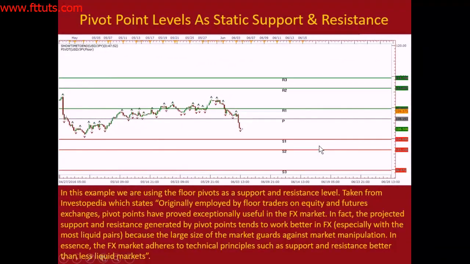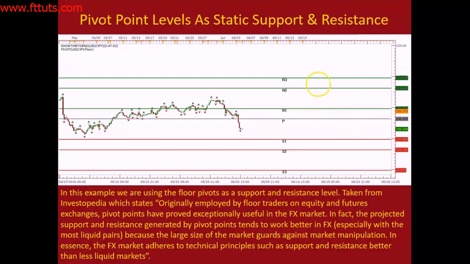Here we have pivot point levels as static support and resistance. In this example, we are using the floor pivots as support and resistance levels. Taken from Investopedia, which states, originally employed by floor traders on equity and futures exchanges, pivot points have proved exceptionally useful in the FX market. In fact, the projected support and resistance generated by pivot points tends to work better in FX, especially with the most liquid pairs, because the large size of the market guards against market manipulation. In essence, the FX market adheres to technical principles such as support and resistance better than less liquid markets.